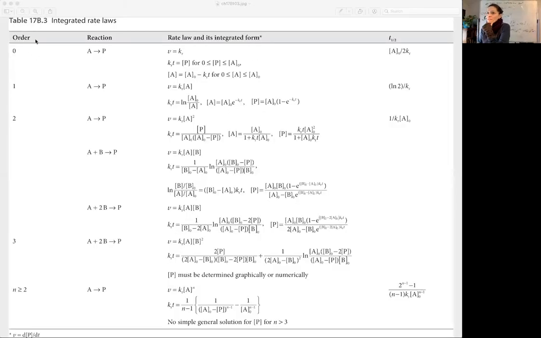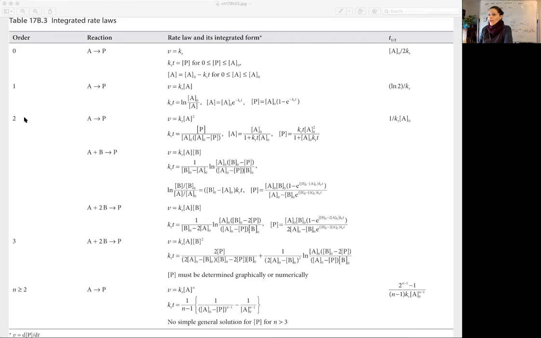Okay, so this is table 17B.3, the integrated rate laws. So here is the reaction that we just did, which is first order, A goes to products. Here is my rate law. Here is my integrated rate law, which if you were to extract the A0 and A, you would get the linearized form that you can plot and see clearly the y-intercept and the slope.